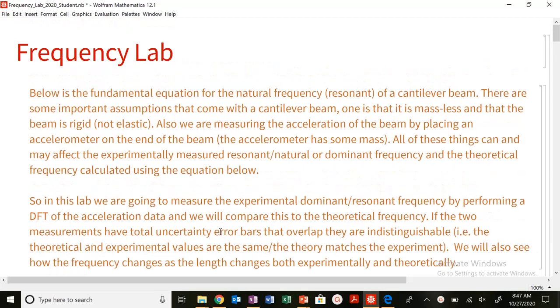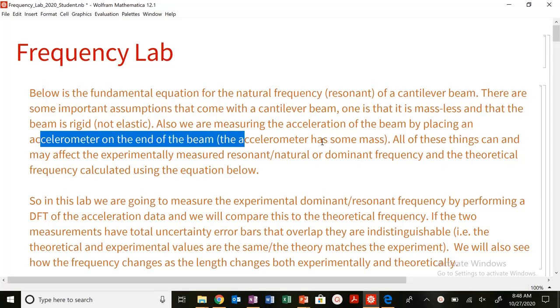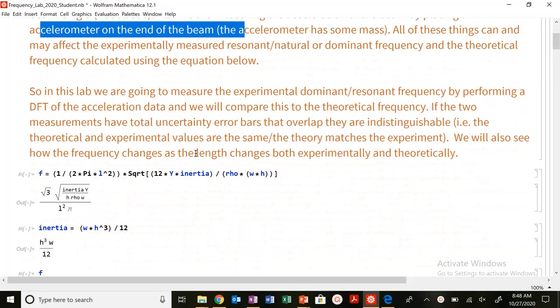And we are going to get into the details of our frequency lab. So we have some fundamental equations that we made some assumptions for last time. Massless beam, not really, because it is not massless. Rigid, not elastic, it is elastic. And then we also placed this additional mass on our beam, the accelerometer, and the accelerometer has some mass. So all these things are going to affect our experimentally measured resonant or dominant frequency.